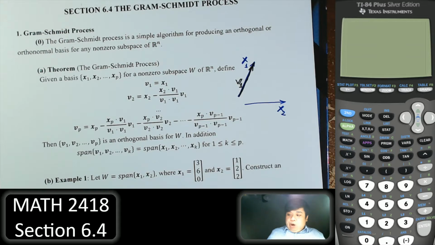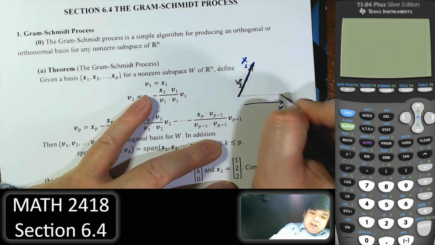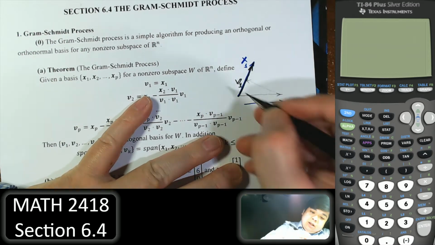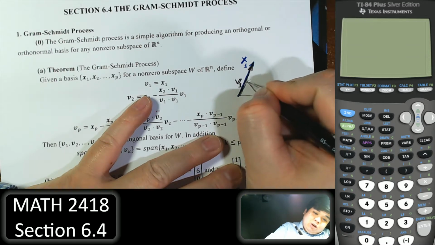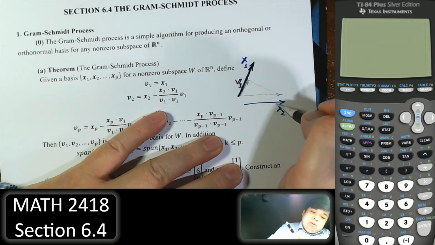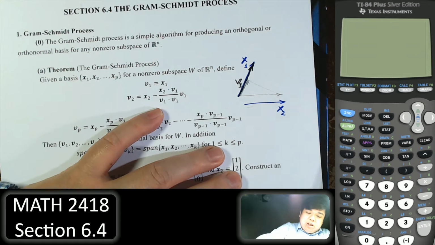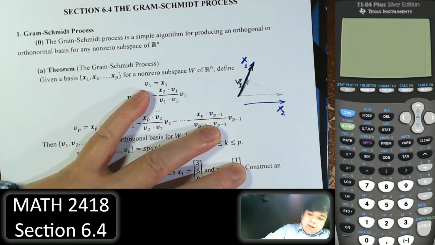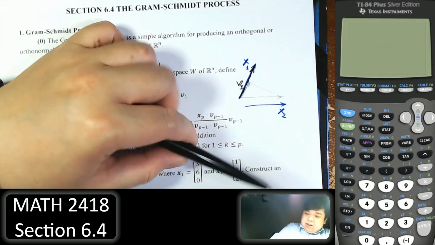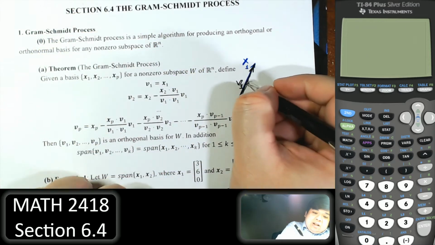And then we find the projection of x2. So we're just going to move that here. And this is going to be the projection of x2 onto v1. And then we subtract: v2 is equal to x2 minus that. So pretty much after this process, we're going to get this vector here. So we find the orthogonal projection, and then we subtract from x2.